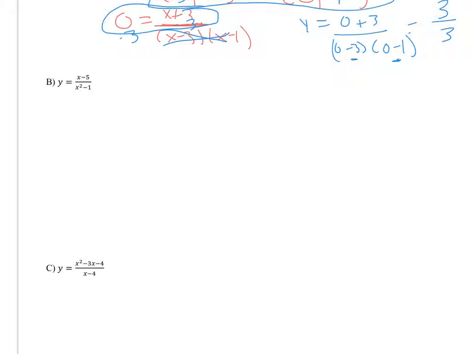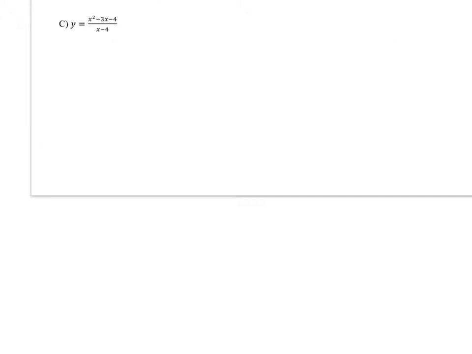I want you to do B by yourself. I'm looking at C now, so pause the video, do B, and then watch the video for C. So I'm going to factor this. Two numbers that multiply to get negative 4 and add together to get negative 3 would be a negative 4 and a positive 1. On bottom, it's already x minus 4.